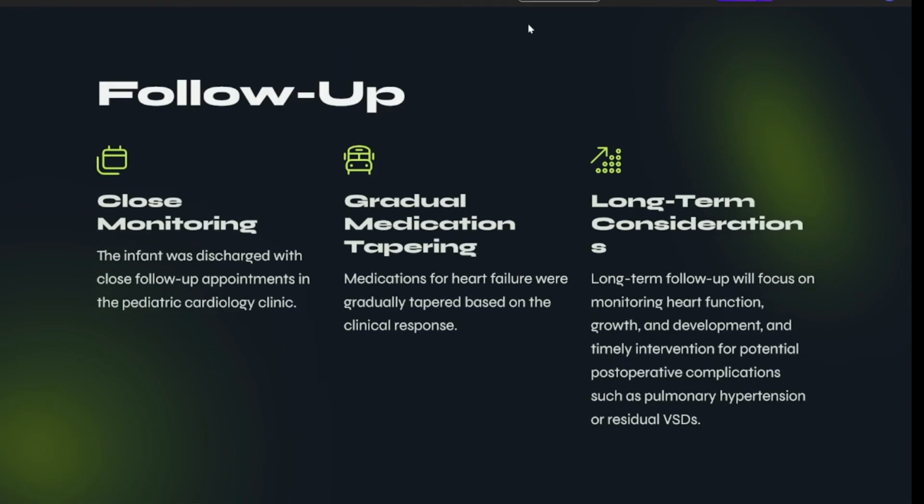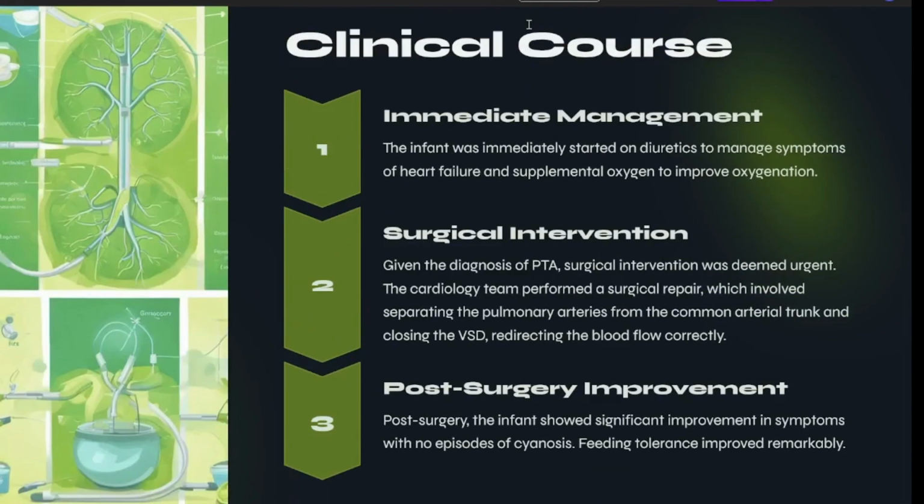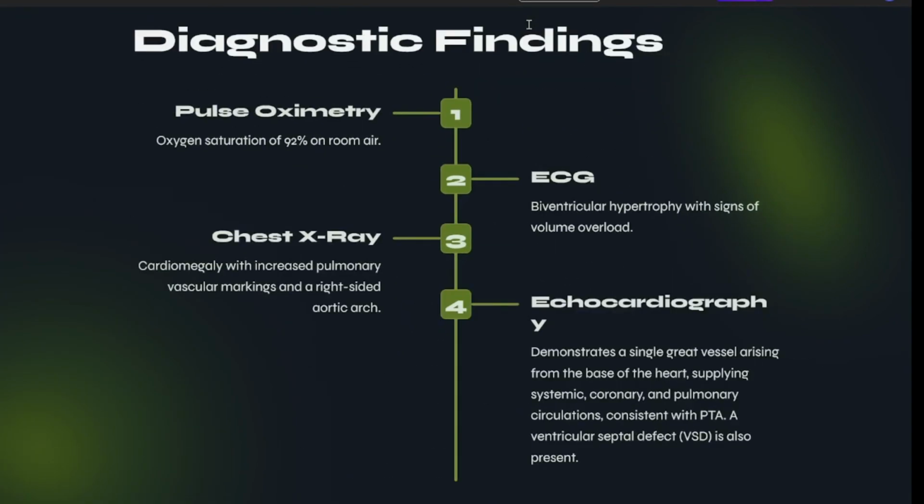Diagnostic findings. Pulse oximetry: oxygen saturation of 92% on room air. ECG: biventricular hypertrophy with signs of volume overload. Chest X-ray: cardiomegaly with increased pulmonary vascular markings and a right-sided aortic arch. Echocardiography demonstrates a single great vessel arising from the base of the heart, supplying systemic, coronary, and pulmonary circulations, consistent with PTA. A ventricular septal defect, VSD, is also present.